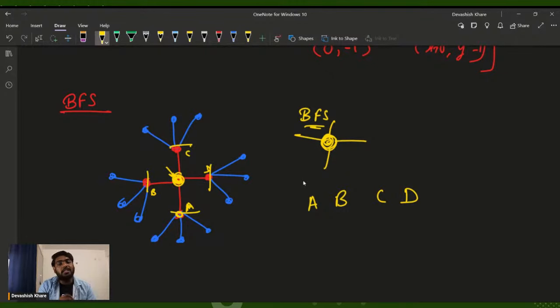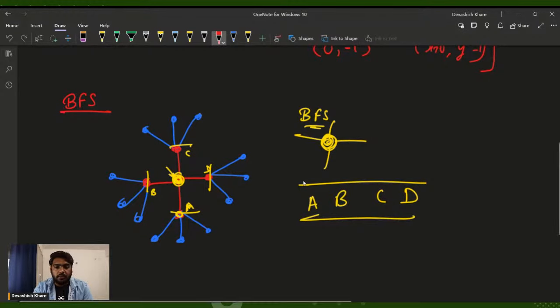Fine. Once we have explored these neighbors, one by one we are going to pick up the already explored neighbors. One by one, we are going to pick them. Firstly, we have A. We are going to pick up A. Now, what are we going to do with A? We are going to explore all of A's neighbors now. So this is explored, and this is explored.